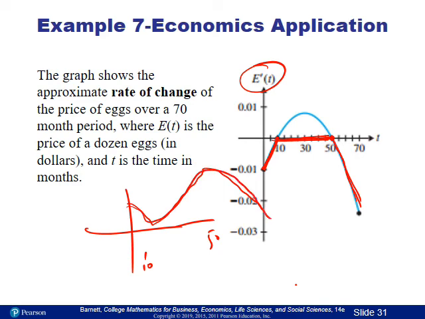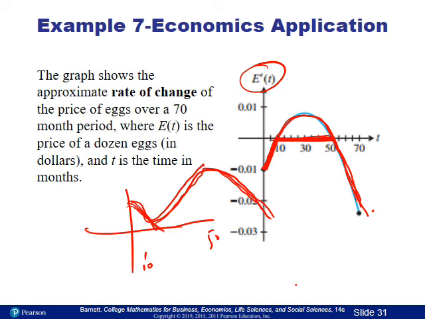When derivative is positive, function is increasing. When derivative is negative, function is decreasing. From here to here derivative was negative, so we can say the function is decreasing. From here to here derivative is positive because it is above the line, so it means that from 10 to 50 function is increasing, and then derivative is negative, so it means that function is decreasing.